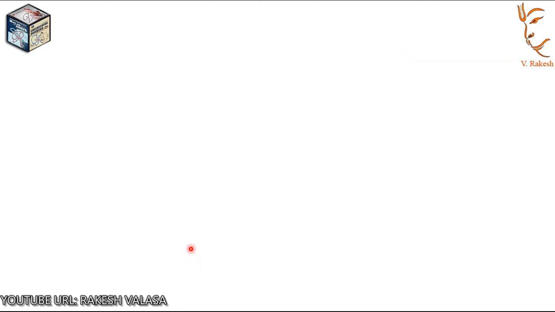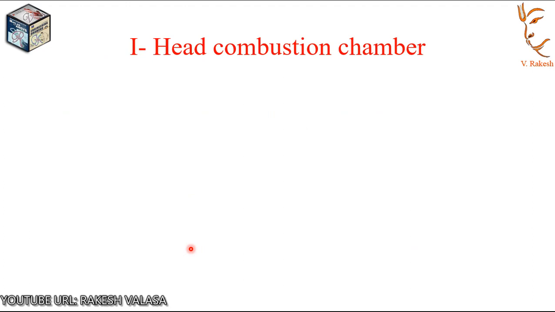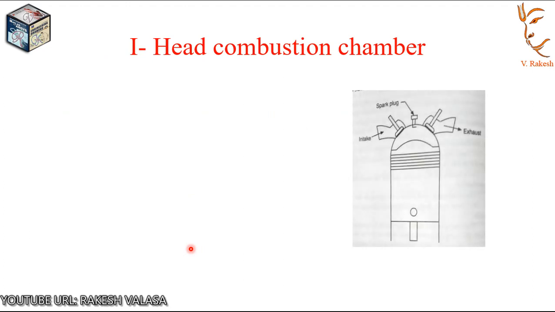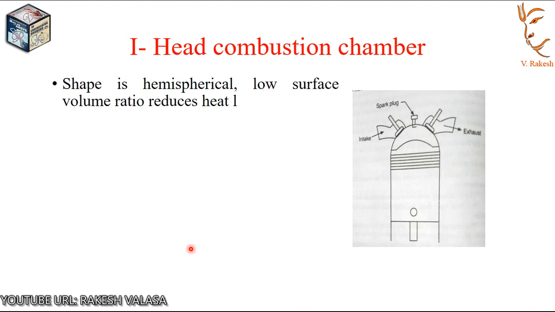Next one is overhead valve or I-head combustion chambers. In this, the disappearance of the side valve or L-head design was inevitable at a high compression ratio of 8 to 1 because of the lack of space in the combustion chamber to accommodate the valves. Diesel engines with high compression ratios invariably used overhead valve design.